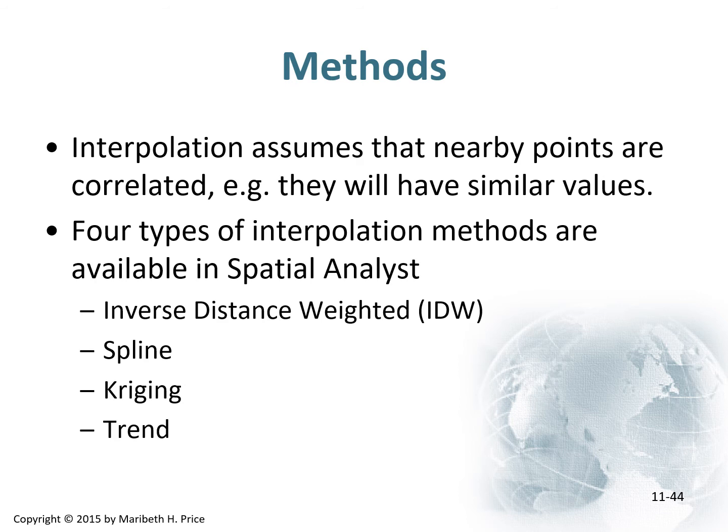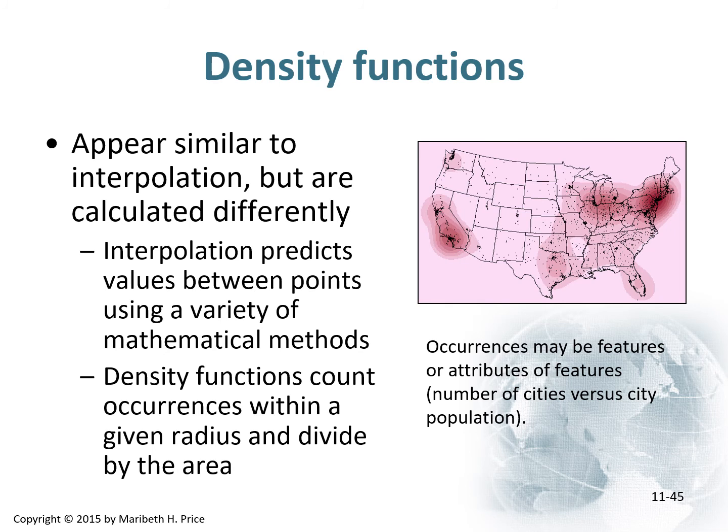As far as methods, there's about four that we use pretty commonly: IDW, splines, Kriging, and trend. Density functions are something else we do. Density functions look at the rate of occurrences of things.